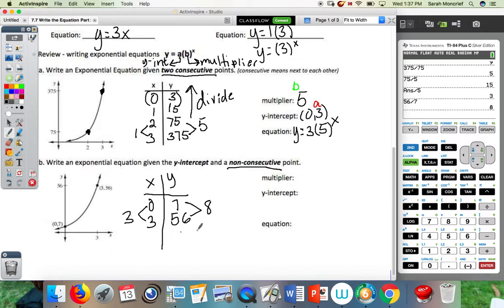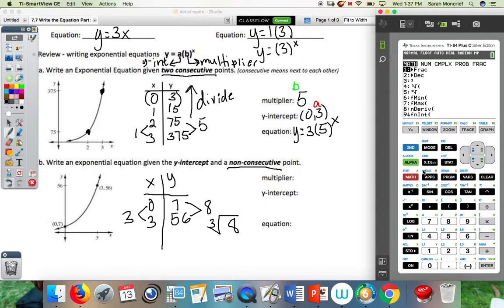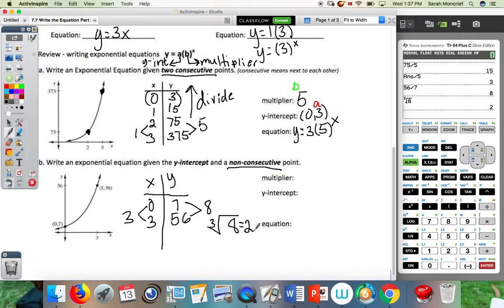So that's going to look like, what is the cubed root of 8? So that just means what number can we multiply by itself 3 times to get 8? Some of you might already know what it is, but if you need to, I can show you in the calculator. So go to math, go down to 4, and that's how you get the cubed root. So the cubed root of 8, and let's see what it is. Well, that is 2. So guess what my multiplier is now? My multiplier is now 2.